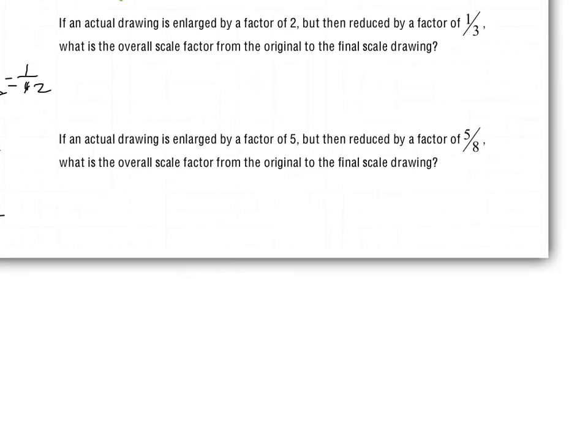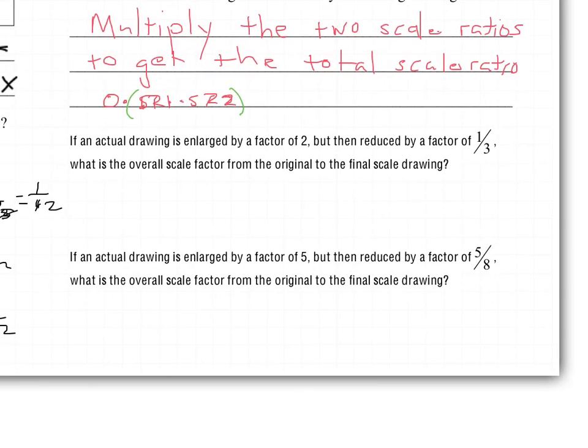Alright, so we've got a couple examples here just really quickly. It says we have an actual drawing that is enlarged by a factor of 2 and then reduced by a factor of 1/3. What is the overall scale factor of the original to the final scale drawing? So again, this just goes back to the super simple concept. If we have something that is scaled twice, we take scale factor 1, or scale ratio 1, which is 2. We multiply it by the second scale factor, 1/3, and we're going to get 2/3.